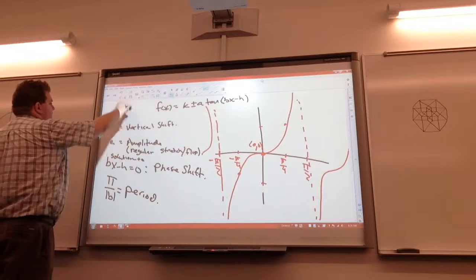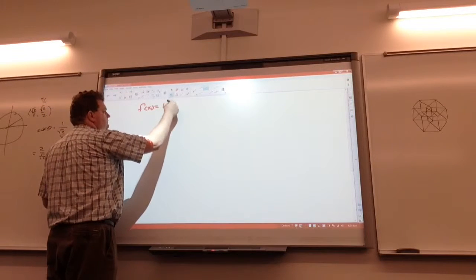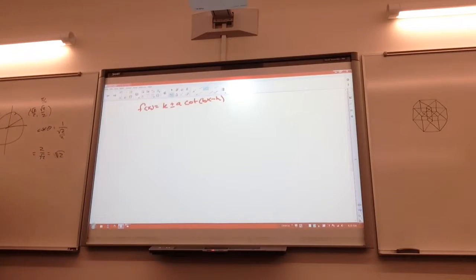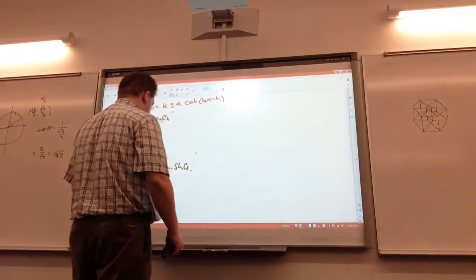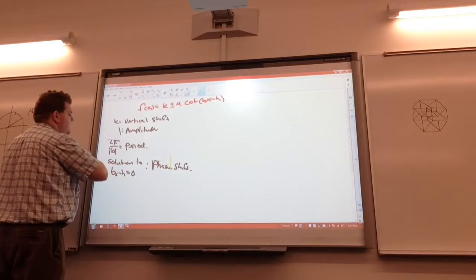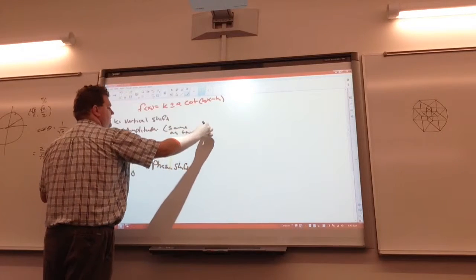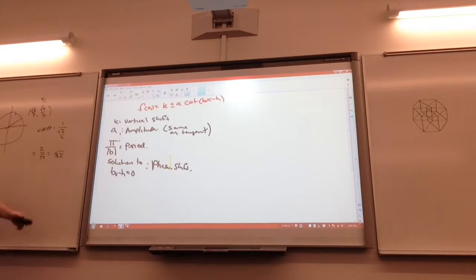Okay. If I went through with the cotangent graph, it's going to have all the same pieces as the tangent graph did. So it still has vertical shift. The amplitude works the same way as that tangent graph does. So the amplitude again is just going to be A. I'm going to write same as tangent. Period is going to still be pi over the absolute value of B. Vertical shift and phase shift still work the same way.